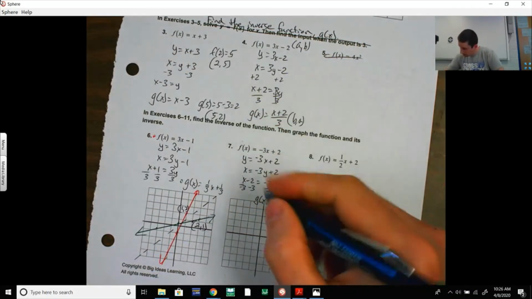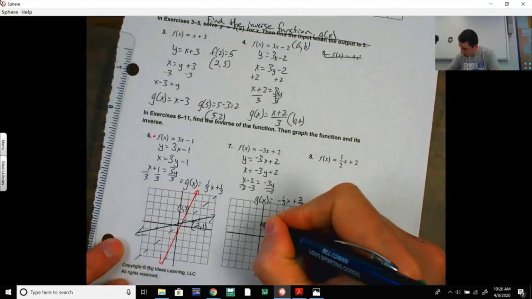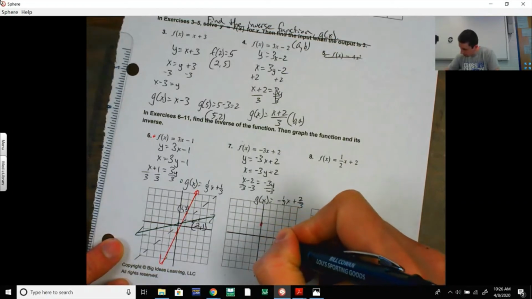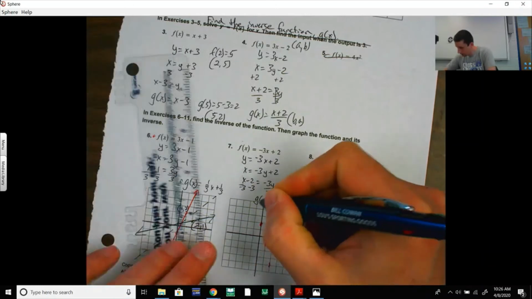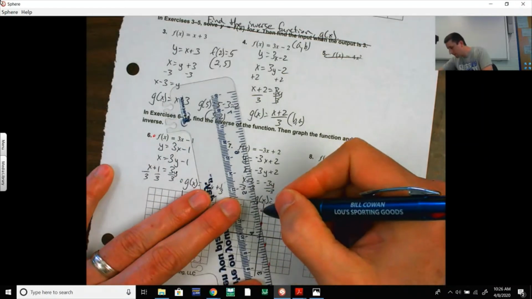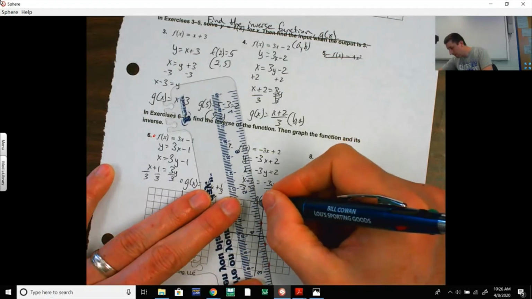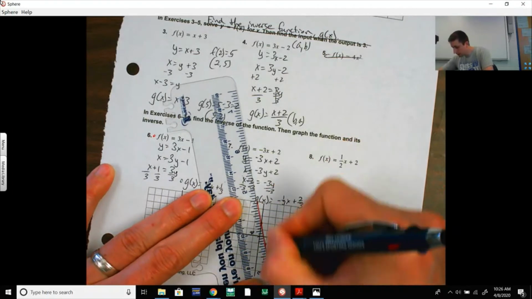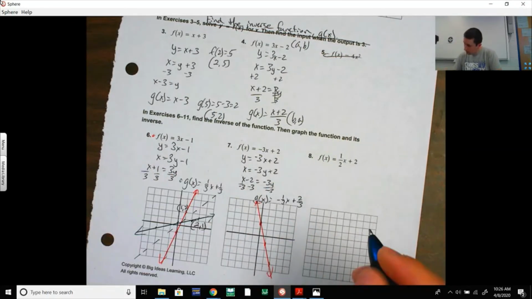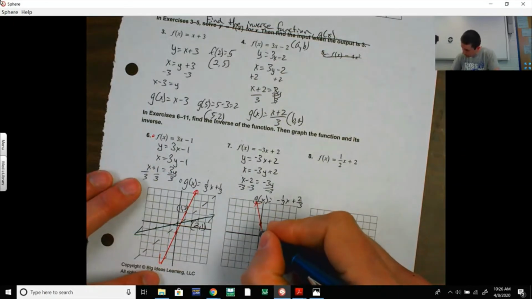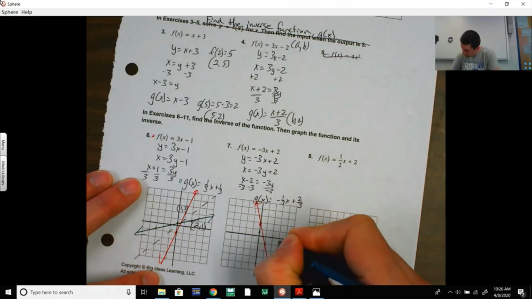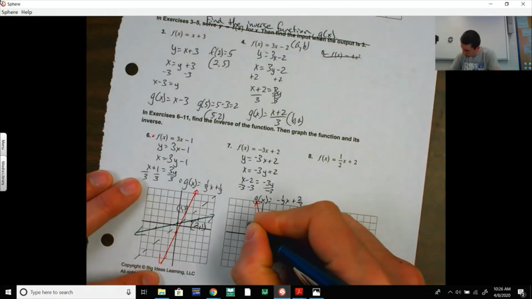So negative 3x plus 2. 1, 2, 3, 1. Okay, there's that. And negative 1/3 x plus 2/3. Plus 2/3. Down 1, 1, 2, 3. Up 1, 1, 2, 3.